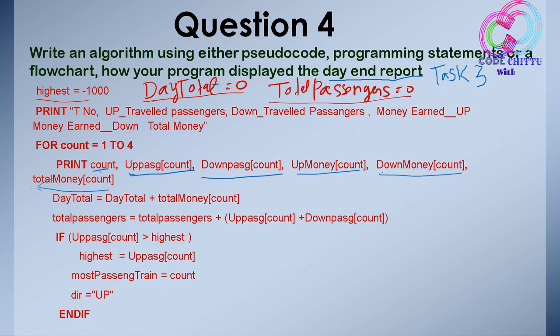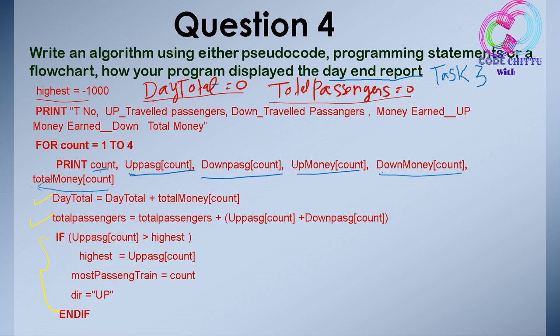Then we have to start this for loop, and we are calculating this day total and total passenger. And already we discussed in question 3, right? This if statement is to calculate the highest travel for journey up. And next one is, it's a continuation. For loop is not at the end.